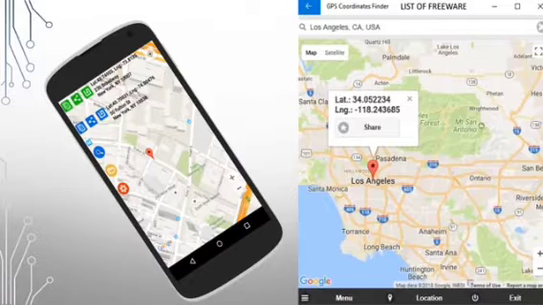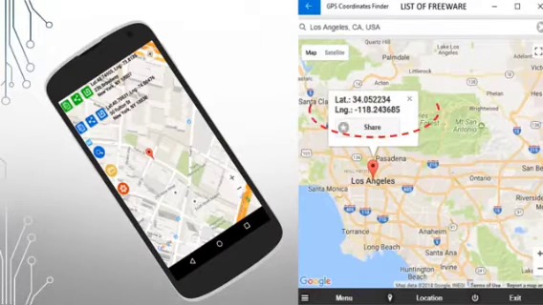As soon as you search the location of a place, GPS will search for the exact location of the place on the earth using a number of latitude and longitude. This is the latitude and longitude of the city Los Angeles. Latitude is 34.052234 and longitude is minus 118.243685. GPS actually worked through this latitudinal and longitudinal number.